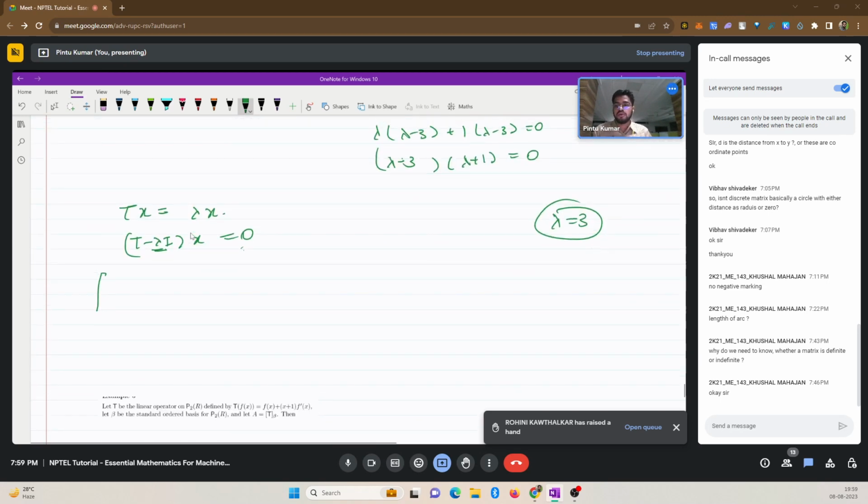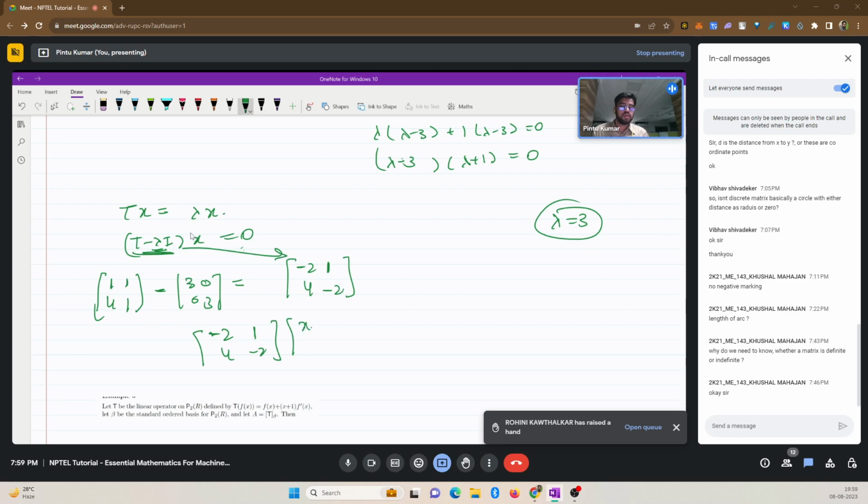A is 1 1 4 1, and what is 3 times identity? 3 0 0 3. So this is minus 2, 1, 4, minus 2. So what we have to solve now, T minus lambda I we have obtained, is minus 2, 1, 4, minus 2, times x1, x2 is equal to 0.